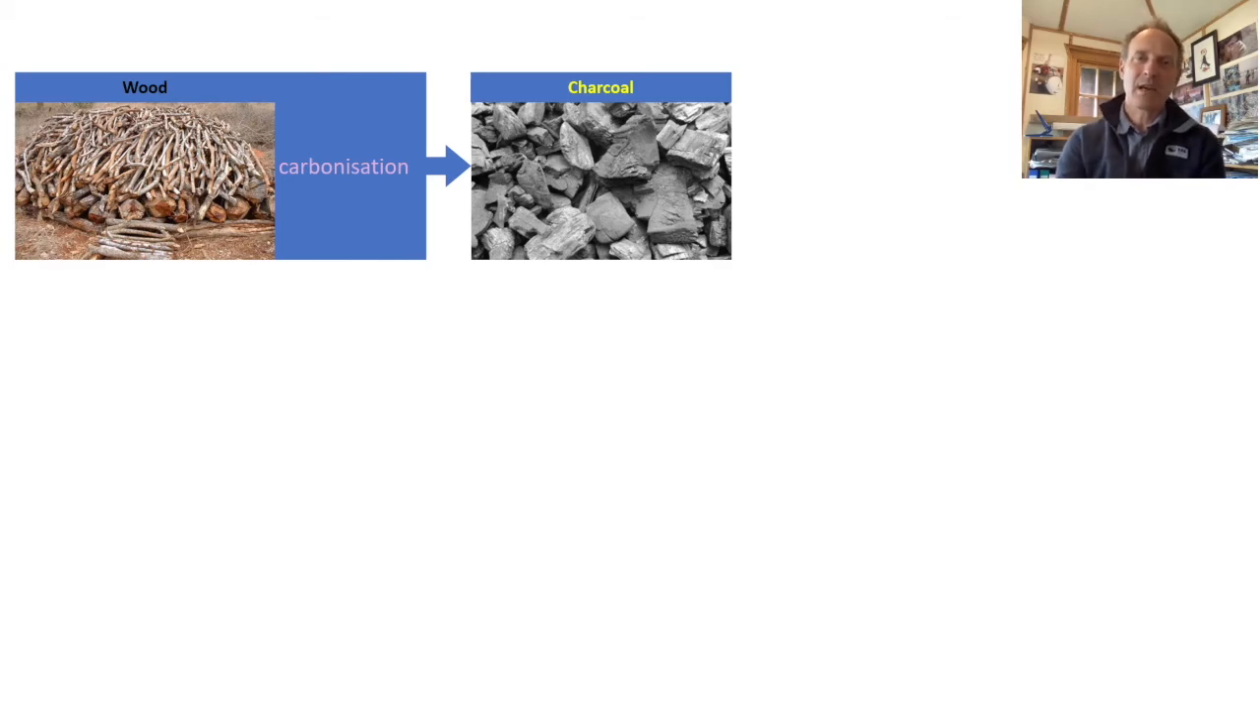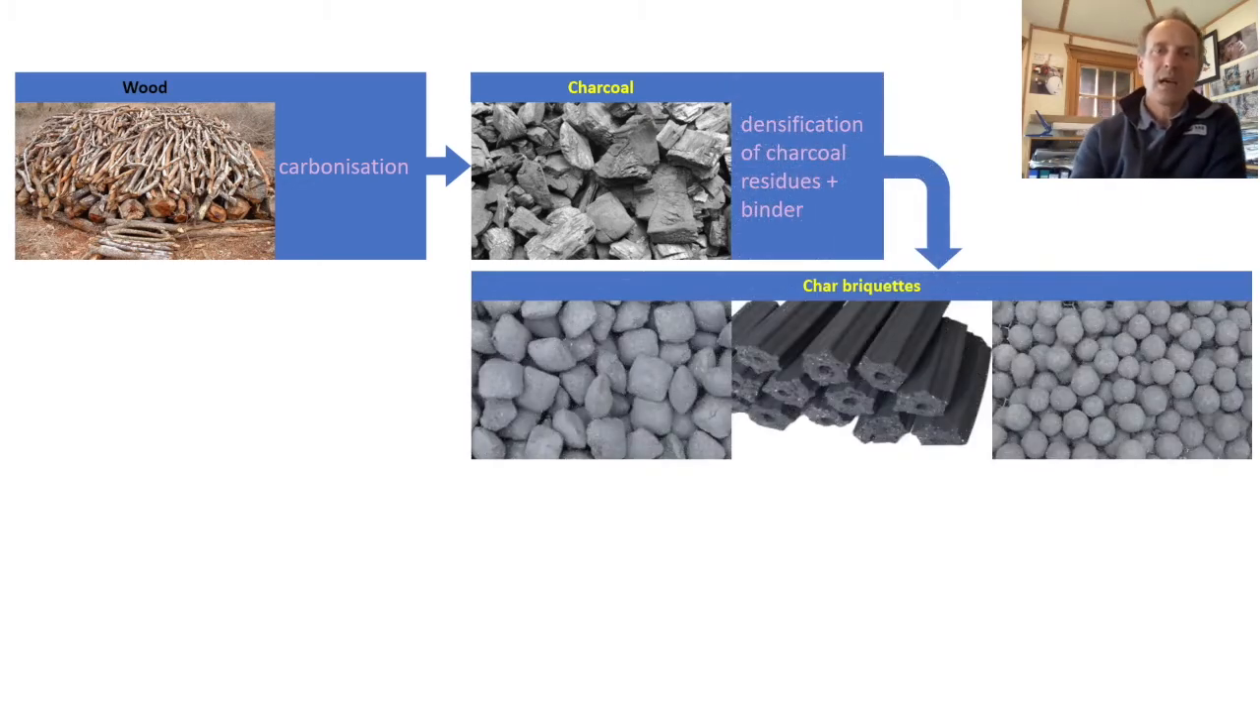These fines and dust are too small to be marketable, but you can densify those residues, add a binder, usually starch-based, and put them through some sort of extruder or press and produce char briquettes. The pictures here show pillar-shaped char briquettes, hexagonal, you can get cylindrical or spherical, made through a process called agglomeration.